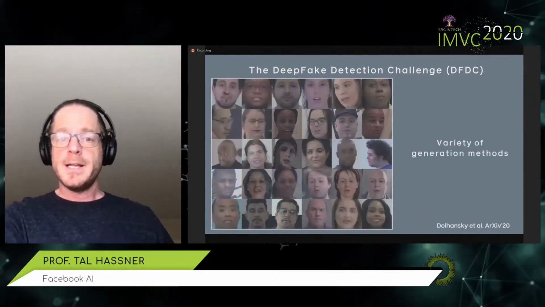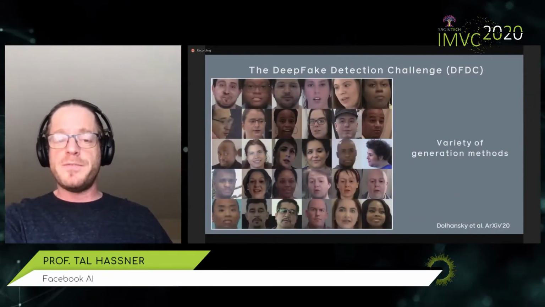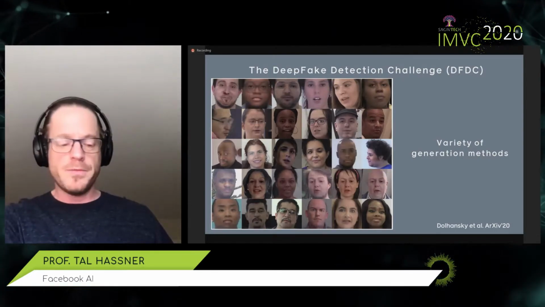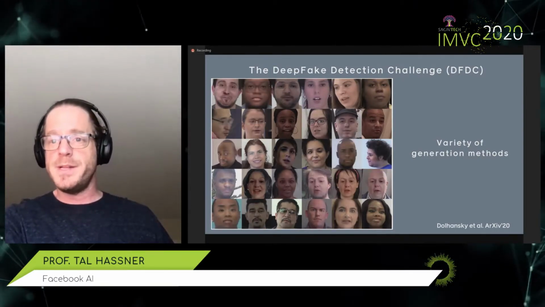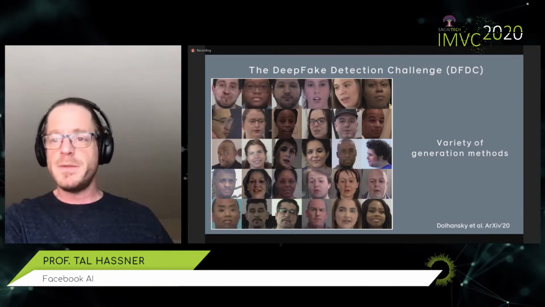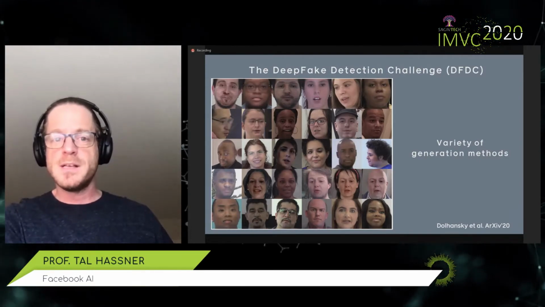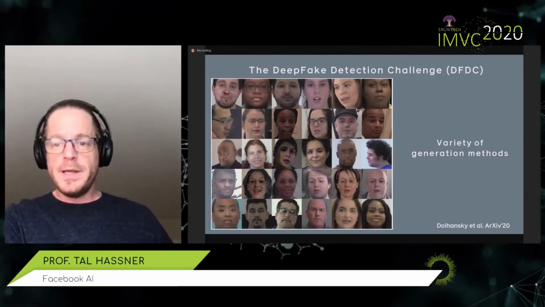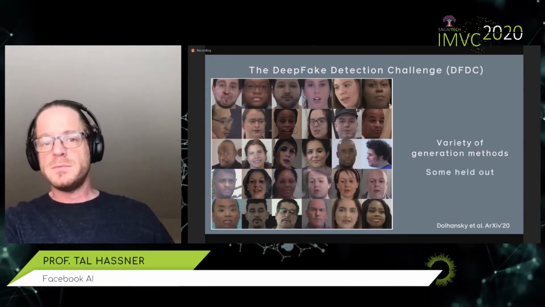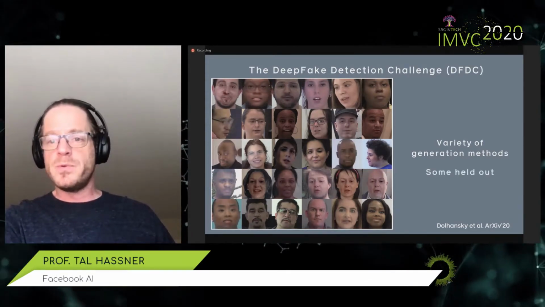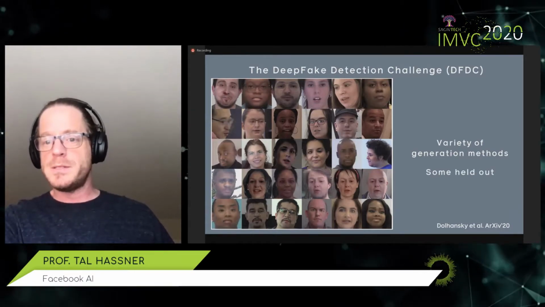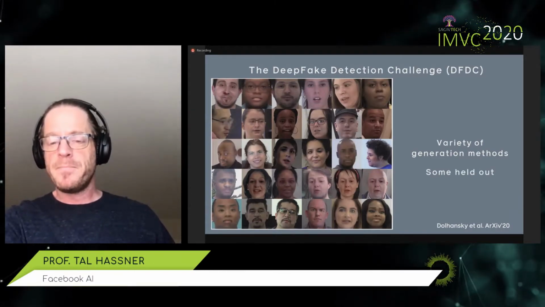Aside from the raw footage, the data set contains examples of faces manipulated by a variety of techniques. Some of them leave behind very visible artifacts, some of them don't. Importantly, however, some of the methods were held out. So we produced some examples by methods that were not released as part of the public data set.